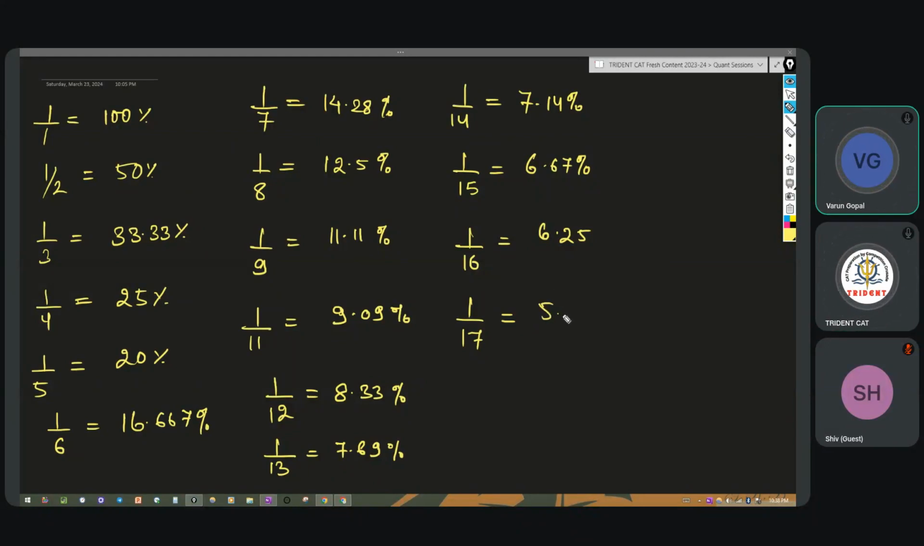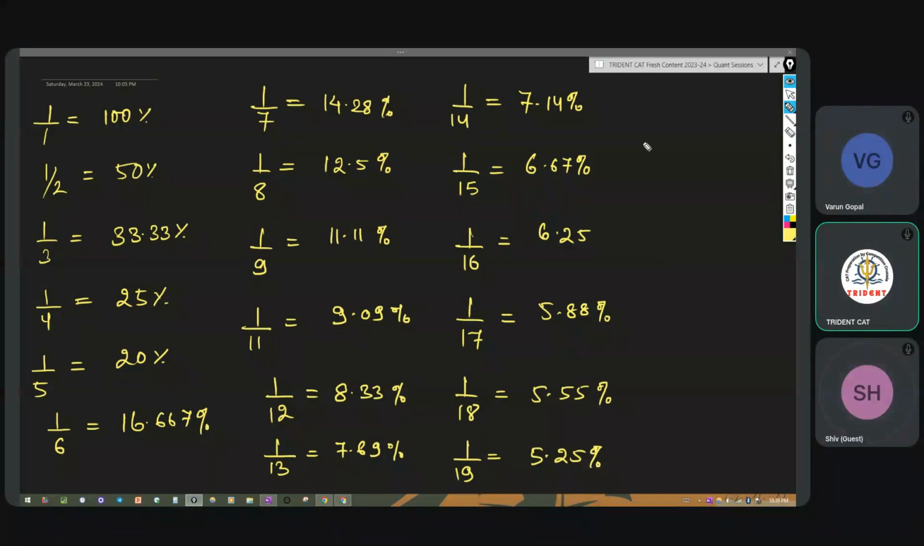1 upon 17, 5.88. Yeah, 5.88. 1 upon 18. This is an easy one, 5.55 or 5.56, whichever, doesn't matter. Is there a connection with 1 by 18 and 1 by 9? By 2, right? Yes, there is a connection by the half principle. 1 by 19. Can anybody tell me quickly 1 by 19? That is 5.25, is it? 5.25, yeah. Great. 1 by 20 is 5.